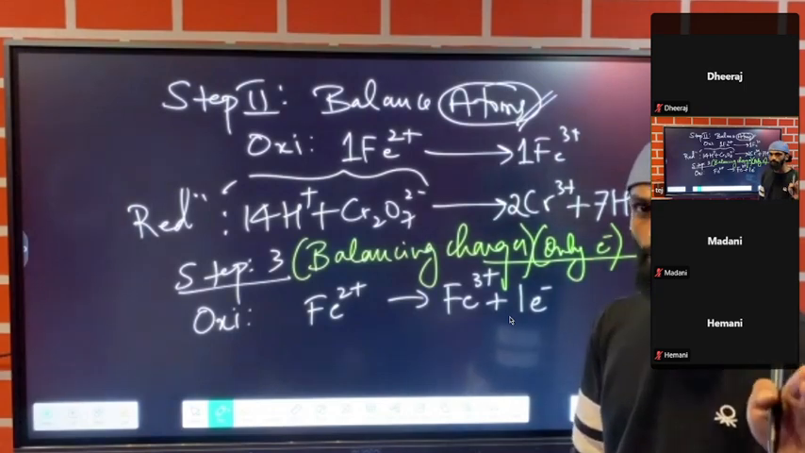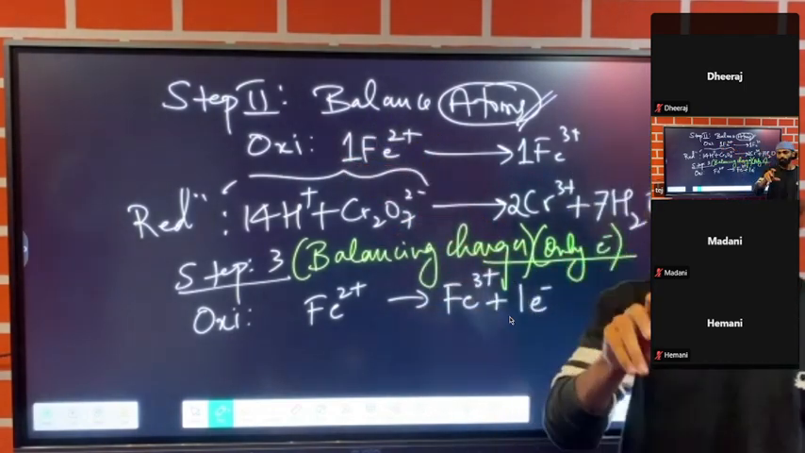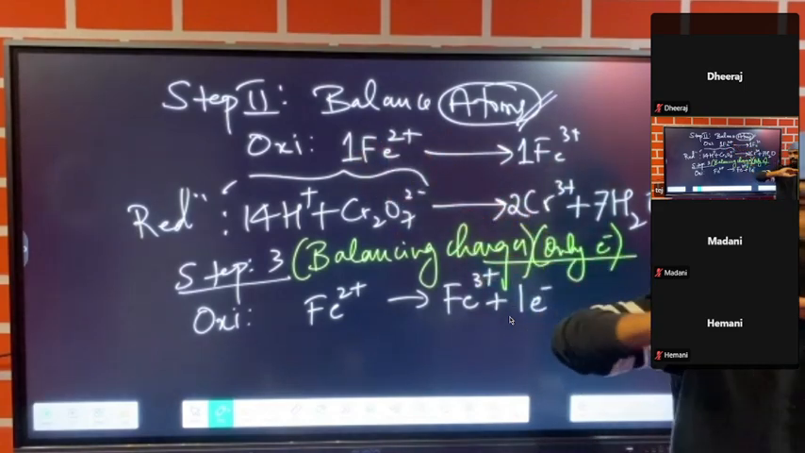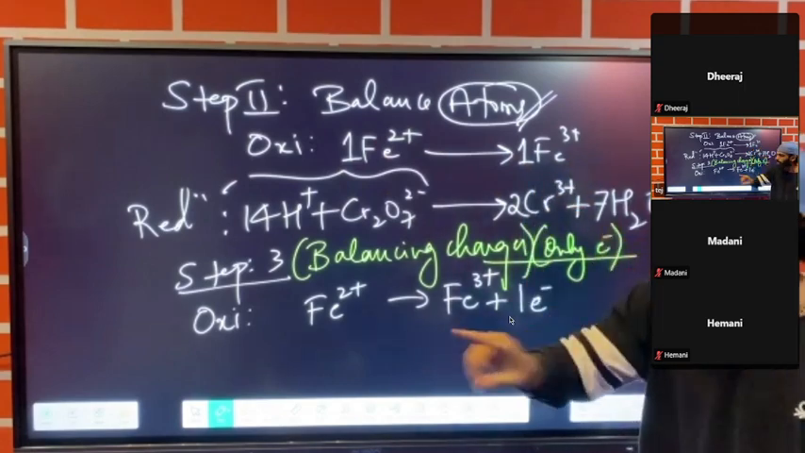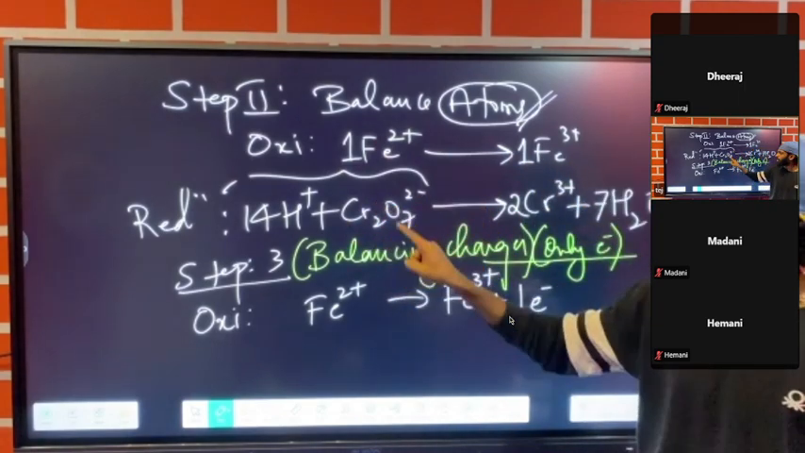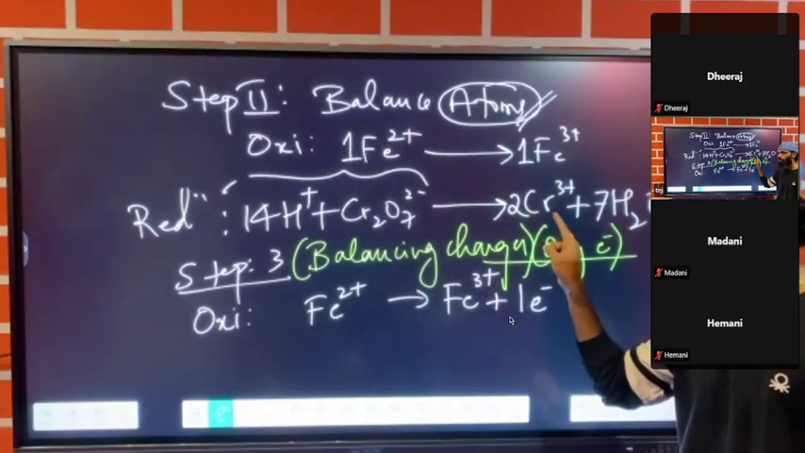What does the meaning of atoms mean? That the number before the compound, before the elements. Okay, before the elements, whatever number is there, try to get that balanced. Oxidation half, 1 was there, completely fine. But when it comes to this half, 2 chromiums were there. To compensate 2 chromiums, I put 2 there already.